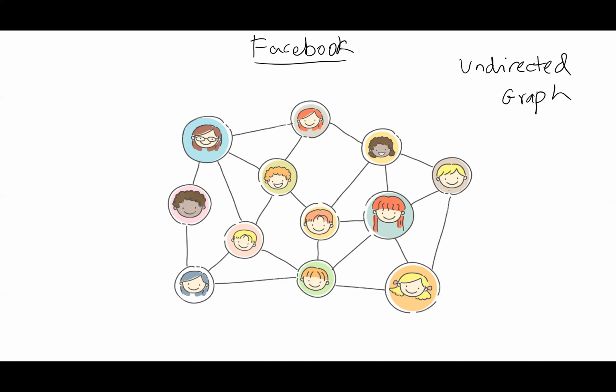So there is no constraint on the edges. So it's not like a tree. It's not a tree graph. It's just a normal graph because there is no constraint on edges. Any node can be connected, or anyone can be friends with another person.